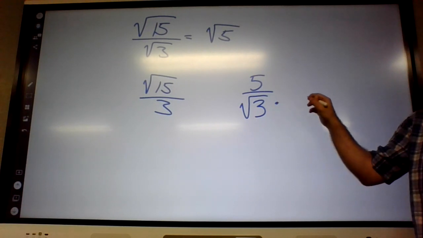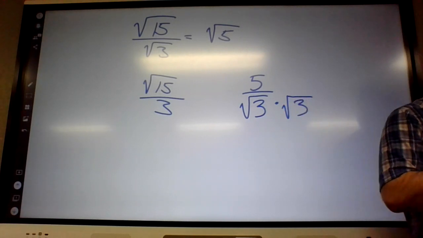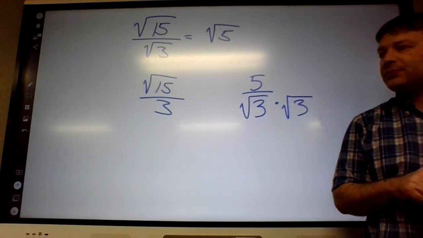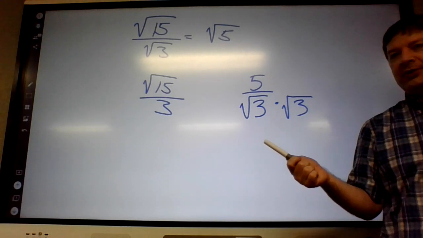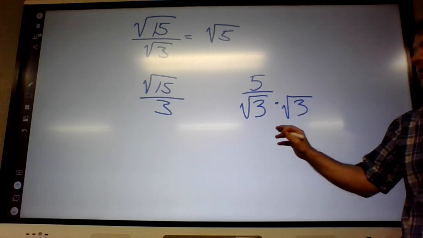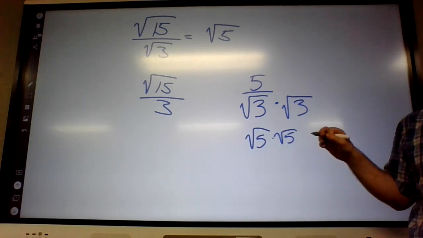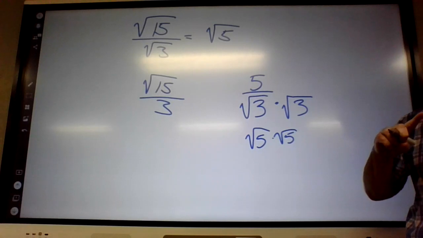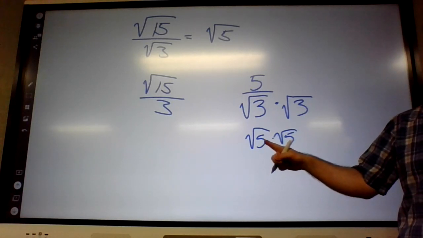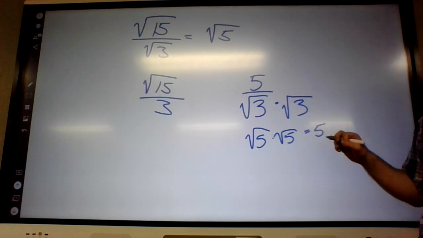We can use that trick to get rid of the square root, because if you ever multiply a square root times itself, what's the square root of 3 times the square root of 3? Square root of 9, which is 3. So that happens anytime. What's the square root of 5 times the square root of 5? Square root of 25, which is 5. So if you square a square root, it just comes out as a normal number.